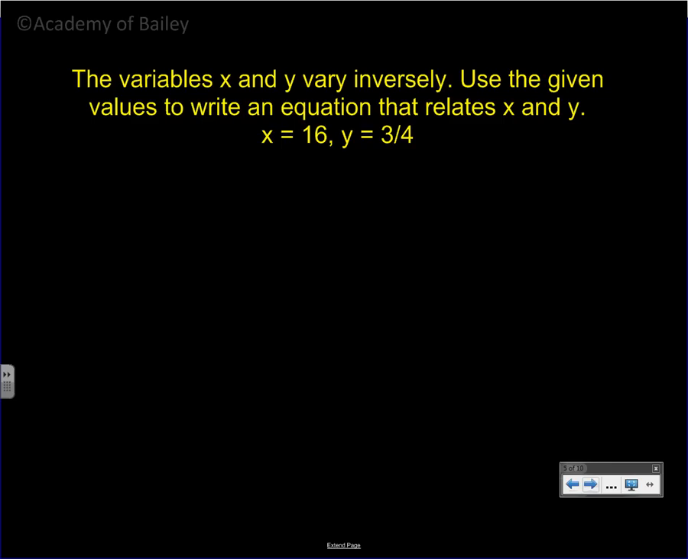Let's look here at the next one. The variables x and y vary inversely. Inversely, that's a little bit different than what we're used to. We've been dealing with directly. When you hear inversely, xy equals k. Use the given values to write the equation that relates x and y.